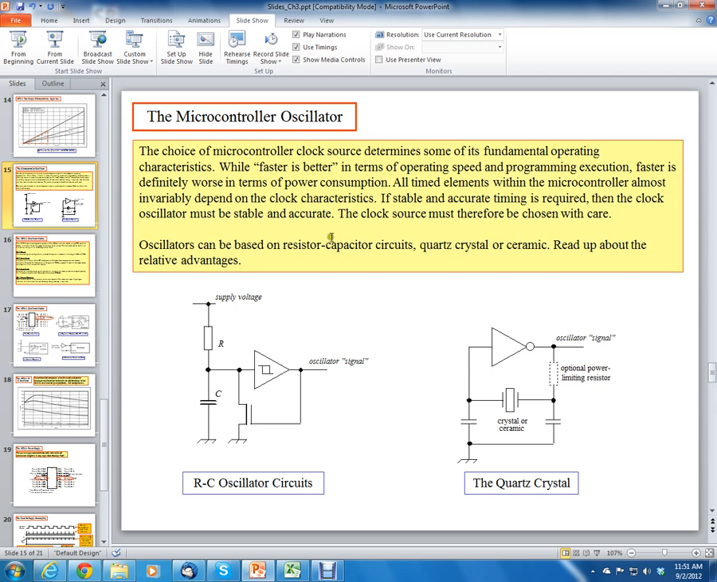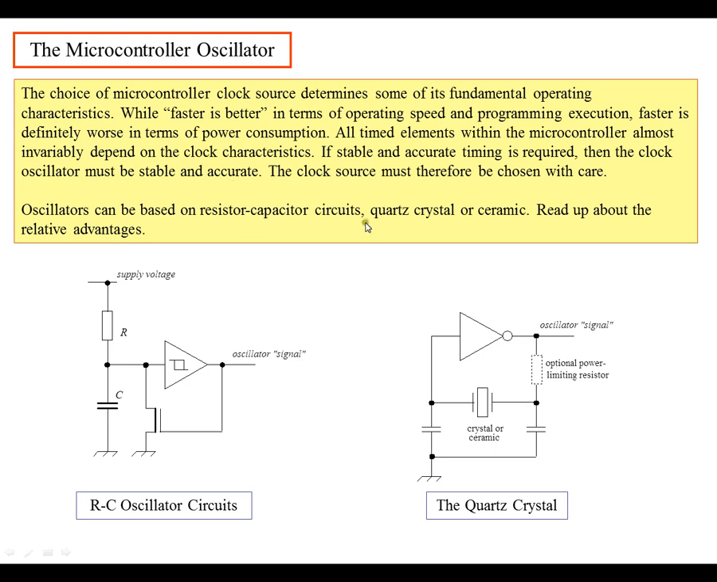Okay, so today we're going to talk about the oscillator and the power supply. The choice of microcontroller clock source determines some of its fundamental operating characteristics. While faster is better in terms of operating speed and program execution, faster is definitely worse in terms of power consumption. So we need to keep that in mind when we're designing our microcontroller project.